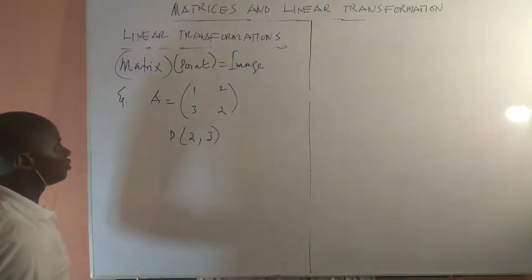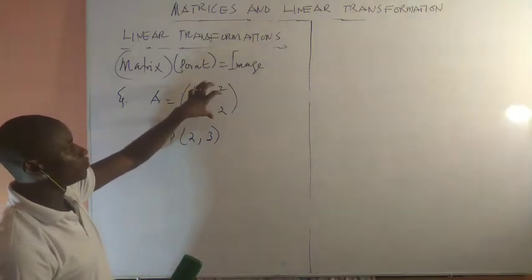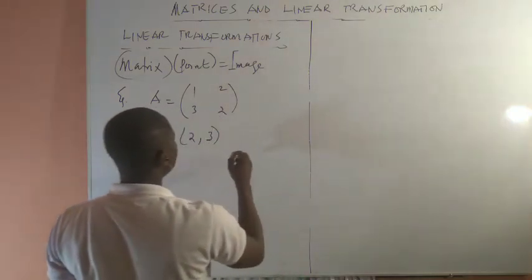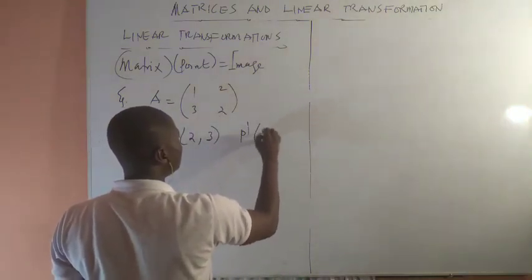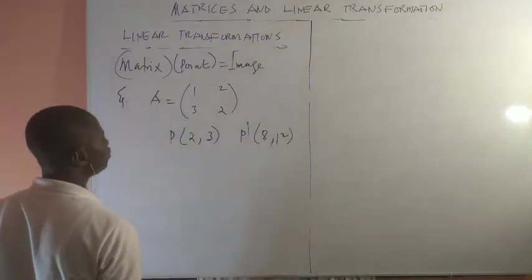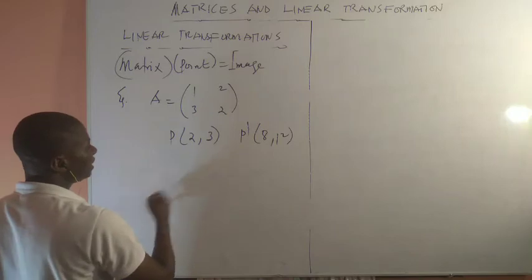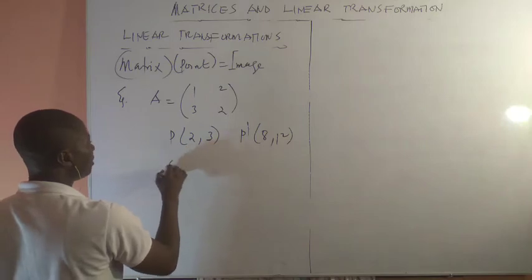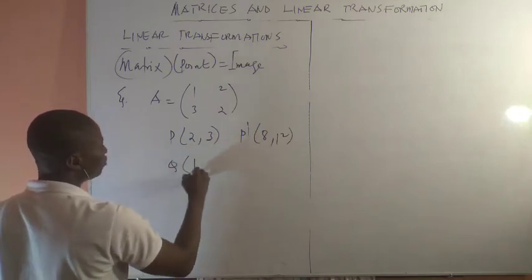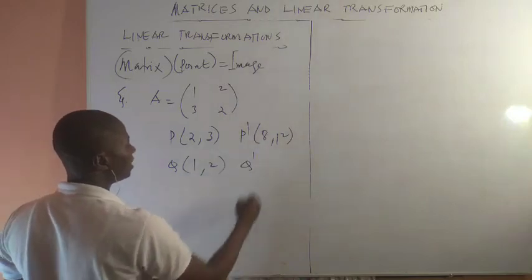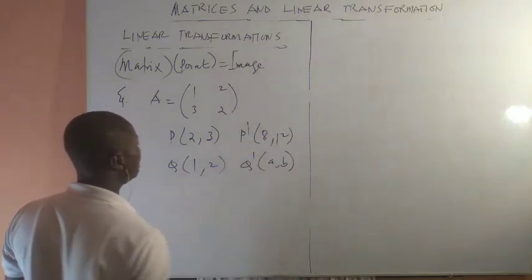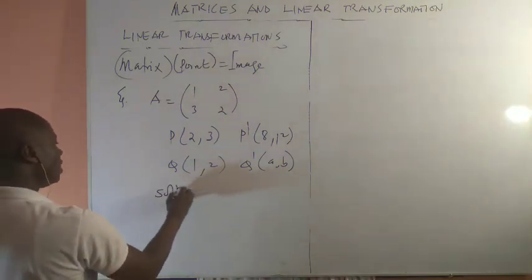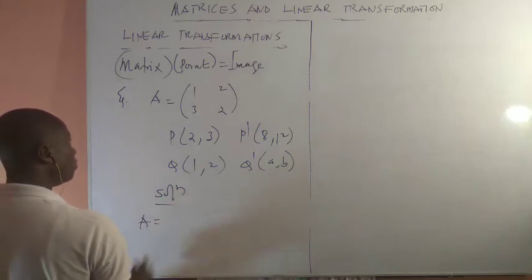Okay, now I want to show you something, because I want us to be able to bring out this when you are given points. So the first point gave us an image of 8, 12. Okay, so let's assume that we have another point Q, and the other point Q is 1, 2, and we have to find the image, and the image is not known, and let's assume that it's AB. Okay, so I guess by now you understand. Now we are given the matrix. The matrix is A equals 1, 2, 3, 2.